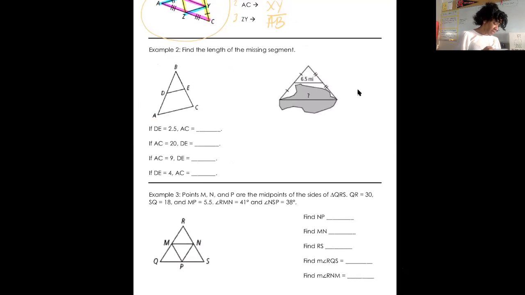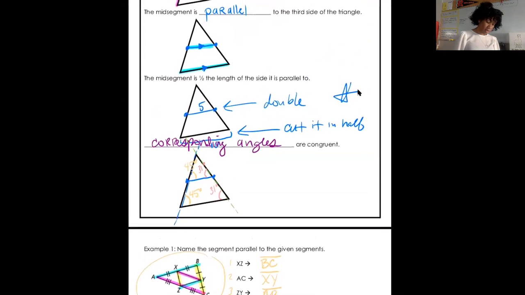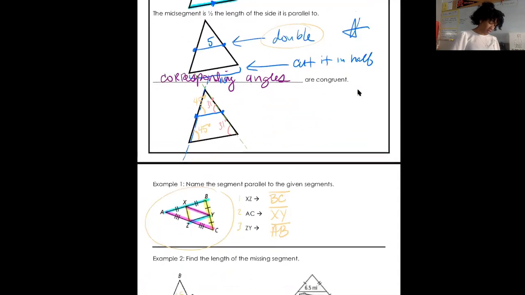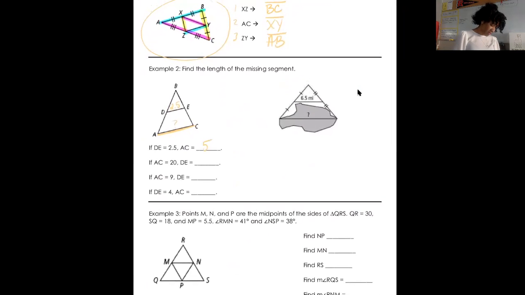So if DE equals 2.5, I'm going to label my given information, 2.5, find AC. What is the length of AC? Well, we know that the midsegment is half of the length of the parallel side. So if the midsegment is 2.5, remember we said if we're starting with this, we double it. So if you double 2.5, you're going to get 5. So the answer for this one is going to be 5.